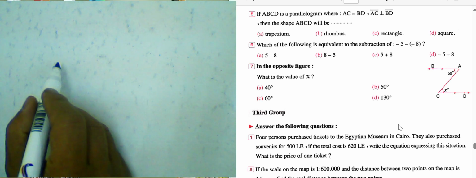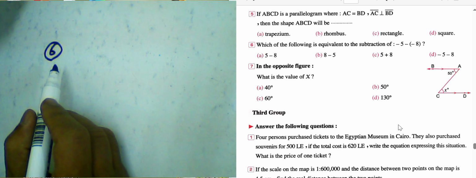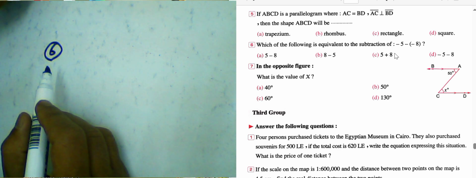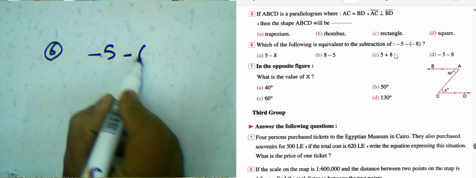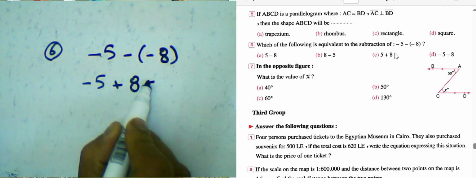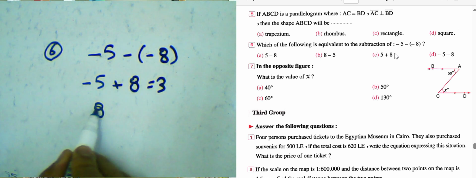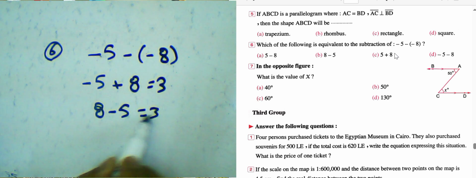Next question, number 6. Which of the following is equivalent to subtracting -5 from -8? We know negative from negative gives positive, so the result will be 3. It's equivalent to what here? We can replace 8 and -5, we can write 8 minus 5. Choose B.